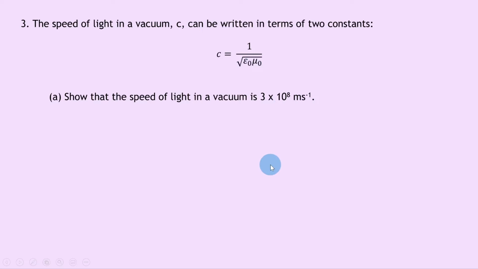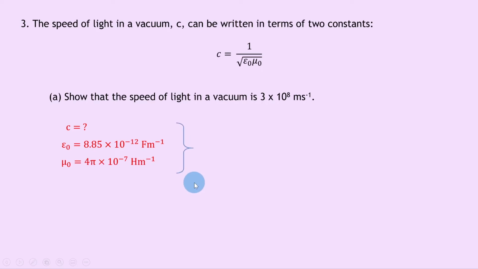So writing down what we know from the question, we're trying to find c, the speed of light. We know that epsilon naught from the datasheet is 8.85 times 10 to the minus 12 farads per meter, and this is also known as the permittivity of free space. We then have mu naught, which is another constant from the datasheet, which is 4 pi times 10 to the minus 7 henries per meter, and this is known as the permeability of free space.